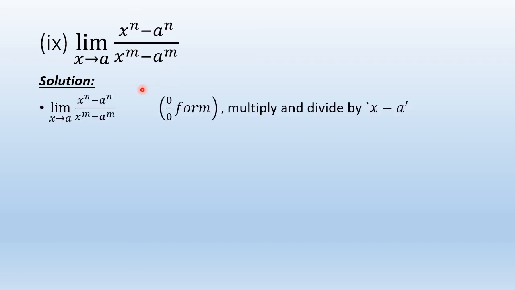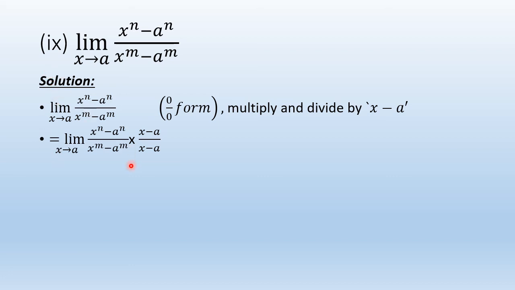Part 9. Limit when x tends to a, (xⁿ − aⁿ) divided by (xᵐ − aᵐ). And what do we see? If we apply the limit directly, we are going to get 0 by 0 form, which is not acceptable. So what do we do? We multiply and divide by x − a. As a result, we are going to get this thing.